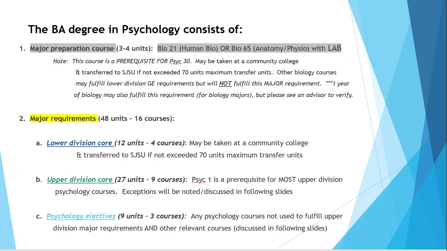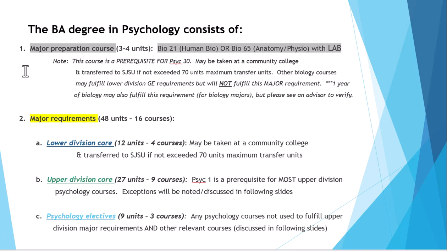Let's first start with the major preparation course. That course is Bio 21, Human Biology, or Bio 65, Anatomy and Physiology with a lab. All of our majors are required to take either Bio 21 or Bio 65 with a lab at San Jose State. Because it is a lower division course, you're able to take either of those 2 courses at a community college and then transfer that class to San Jose State.